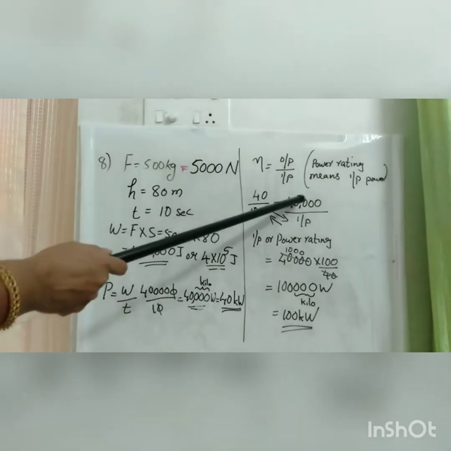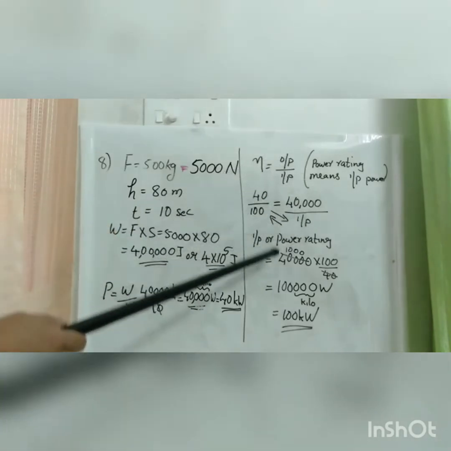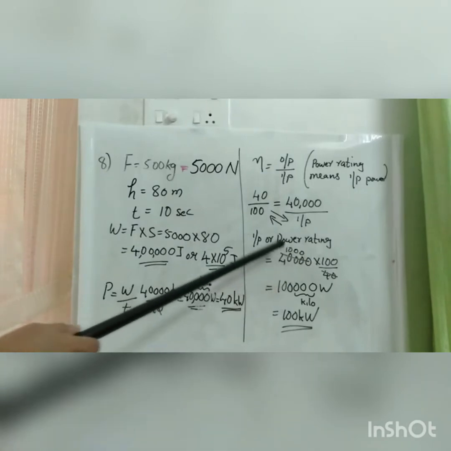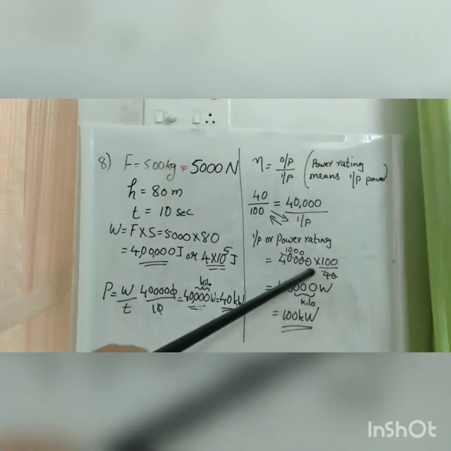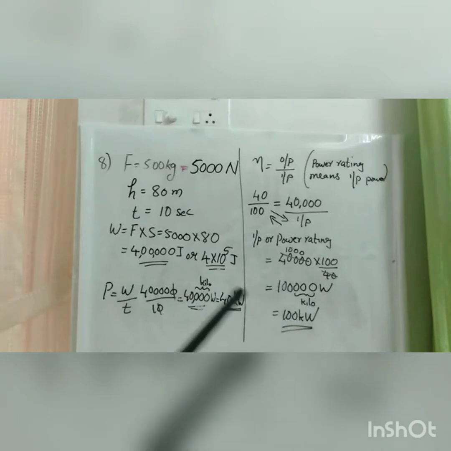That is 40,000 by output by input. Then you will just cross multiply, you will get input power is equal to 40,000 into 100 by 40. Cross multiply, you will get 1 lakh watt, or we can make these 3 zeros as kilo. You will get 100 kilowatt. Okay, so please be clear. Power rating of an instrument means its input power, with what power that particular instrument will work.